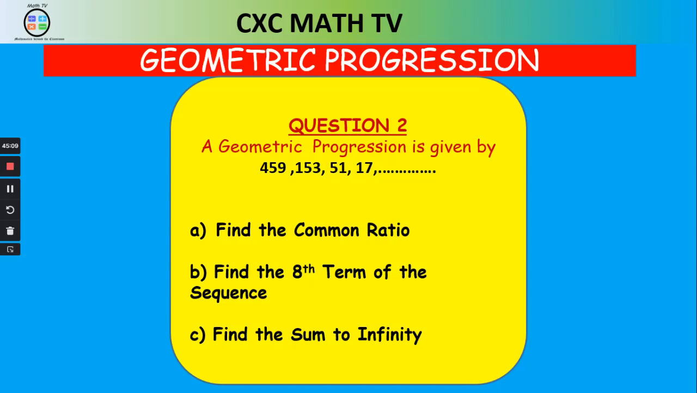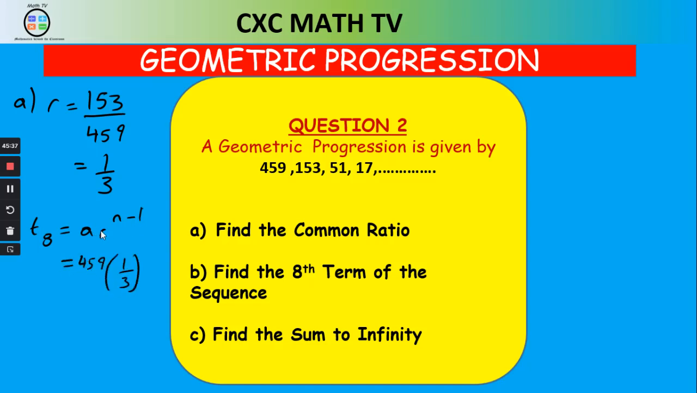Pause the video and deal with this question for me. So again, a, common ratio. r is what? Second term divided by first term, 153 over 459, which is 1 over 3. Find the eighth term. T8 is a r to the n minus 1. So a is 459, r is 1 over 3, n is 8, 8 minus 1 is 7.